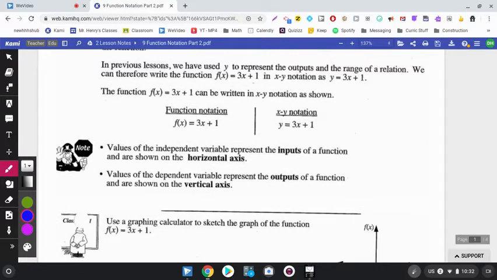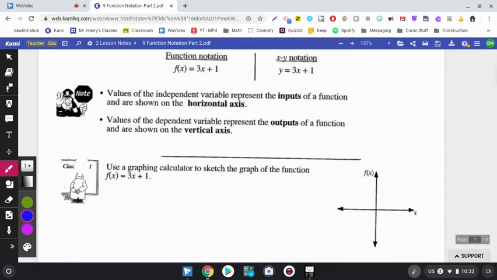Note values on the independent variable represent the inputs, and those are the horizontal axis. That's normal. That's what we normally do. That's my x values. Values on the dependent variable represent the outputs, and those go vertical. That's my y value or my f of x value. That's my output for sure.